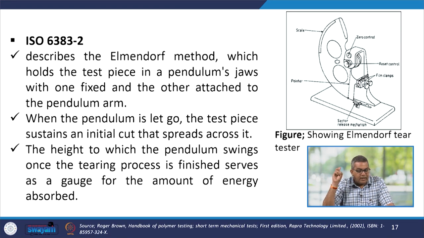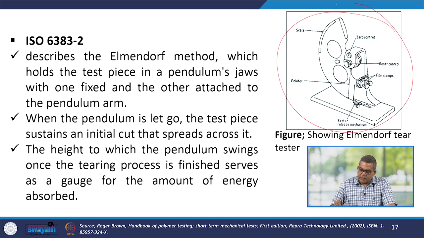Let's talk about the ISO 6382. This describes the Elmendorf method, which holds the test piece in a pendulum's jaws with one fixed and the other attached to the pendulum like this. This is the figure showing the Elmendorf tear tester. When the pendulum is let go, the test piece sustains an initial cut that spreads across it. The height to which the pendulum swings once the tearing process is finished serves as a gauge for the amount of energy absorbed.